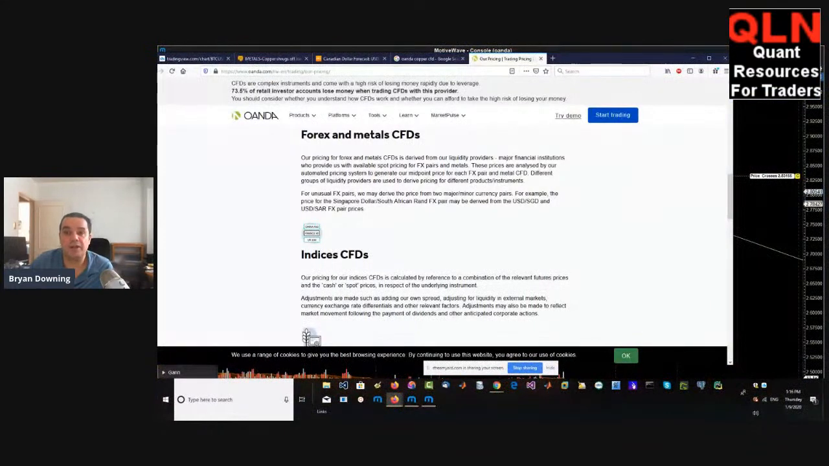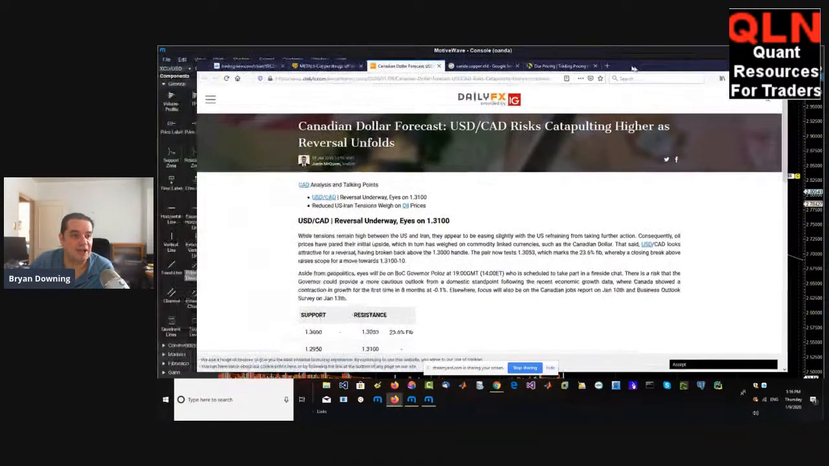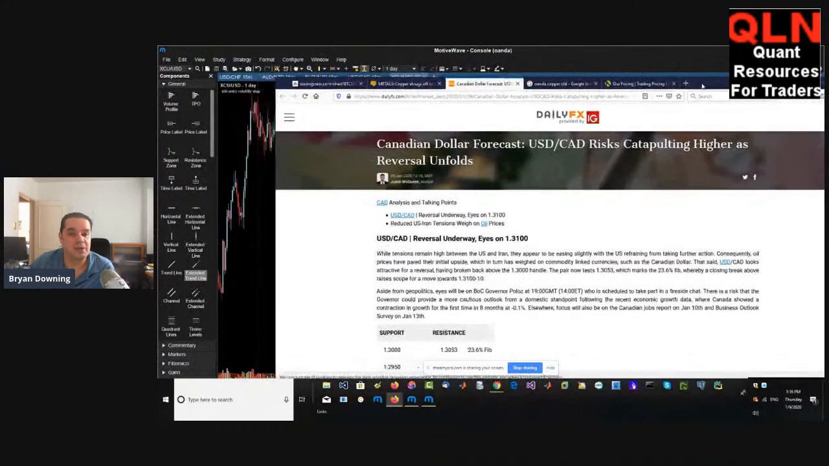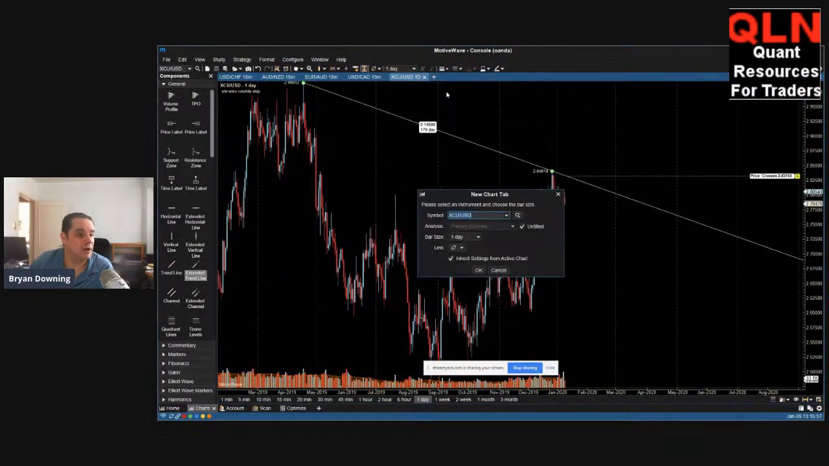Okay, I'll find the other article, this one right here. Hopefully you guys can see that. Okay, so there's this alert from dailyfx.com, okay? It says Canadian dollar, USD/CAD risk catapulting higher as reversal unfolds. As I said, Forex has been just absolutely dead as an asset class. So let me set up the US Canadian and let's see what we got going on there.